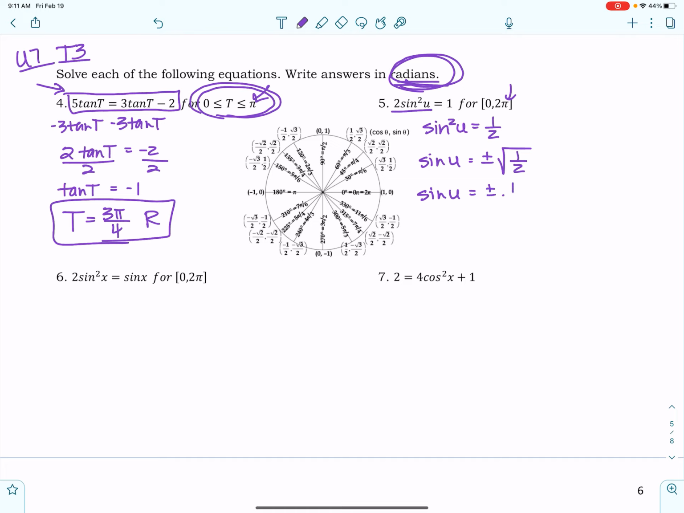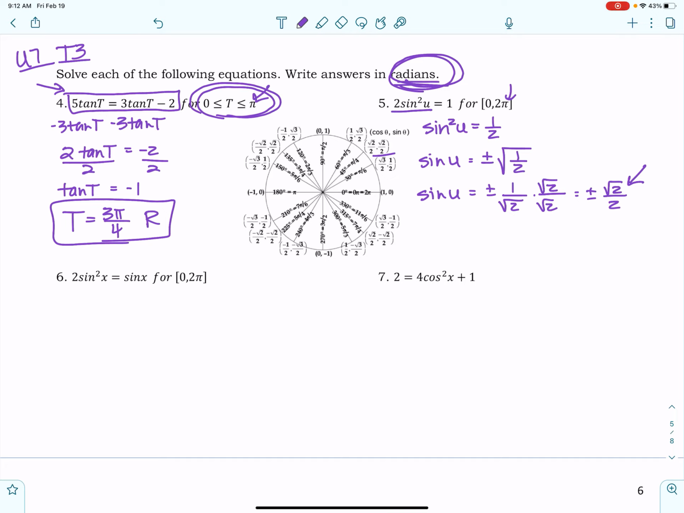The square root of 1 is 1, but the square root of 2 doesn't have, it's a decimal. So I'm going to have to rationalize my denominator here. And this gives me plus or minus radical 2 over 2. See, this value is familiar. It occurs on the unit circle. That's why I had to manipulate it.